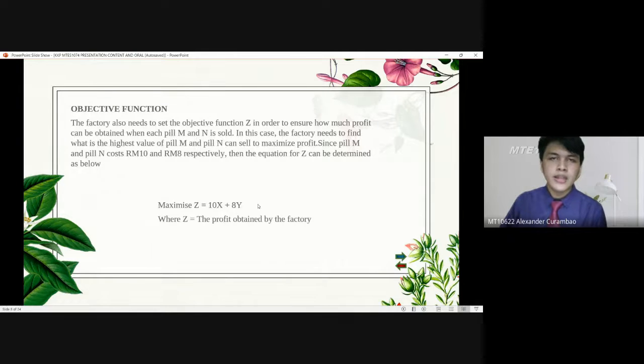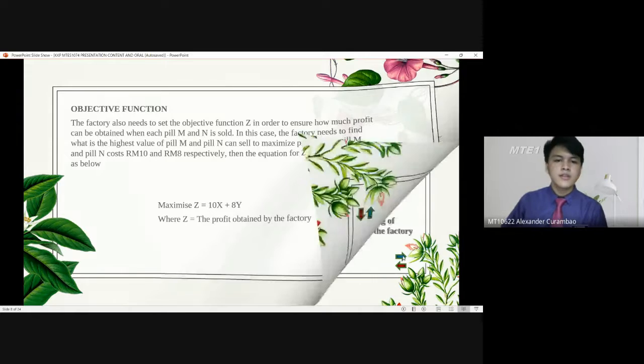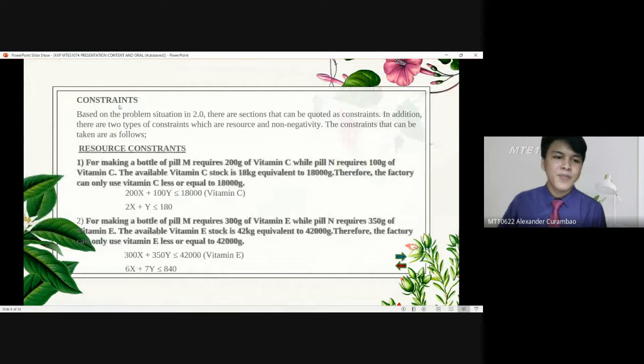Okay, so that's specific, but if we add it all up, we can get the total profit that can be obtained by the factory, where Z is the profit obtained by the factory. Next model is constraints. Based on the problem situation in 2.0, which is the second one in the table of content, there are sections that can be quoted as constraints.